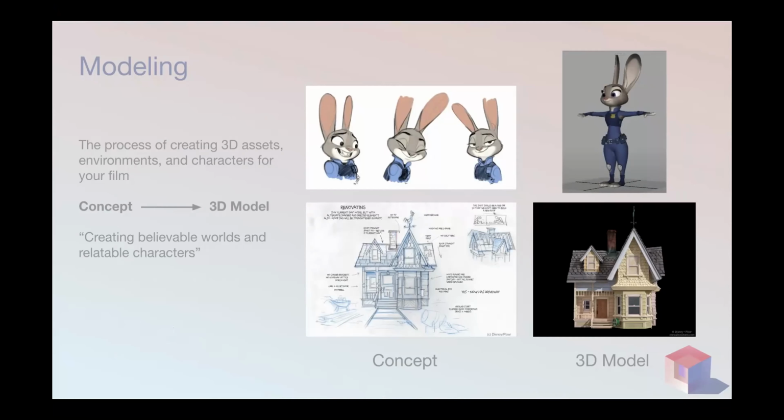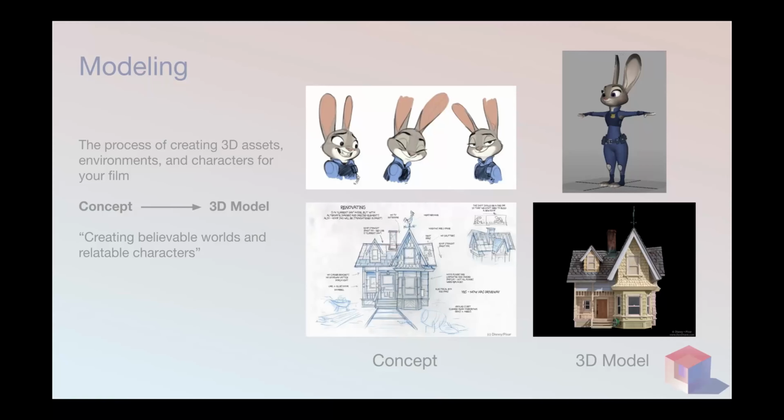So modeling is the process of creating different 3D models, as the name implies, and assets for your environments and characters. It's heavily linked with pre-production. For example, you see this character on the right, Judy Hopps, in T-Pose. You would make a character sheet of this character, and then use it directly to influence the model to make sure you have all the features right.